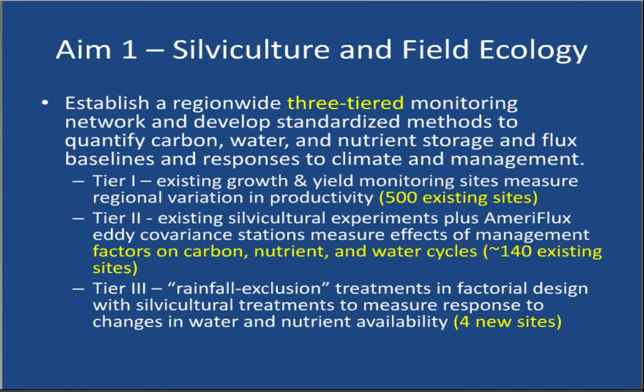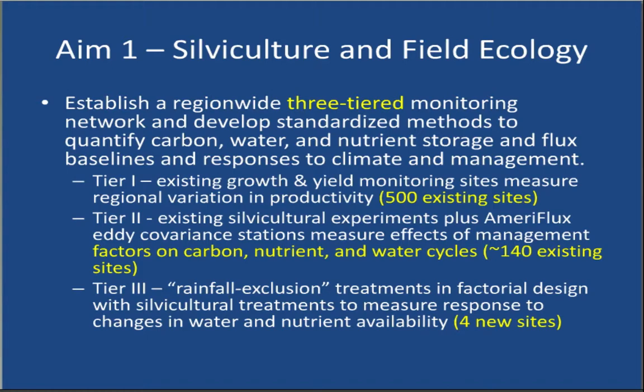And so in AIM 1, what we're focusing on is this three-tiered monitoring network that we've established to quantify the carbon, water, and nutrient storages and fluxes in loblolly pine systems. And the way we've done this is to establish three different tiers of data and installations that we'll be working with.